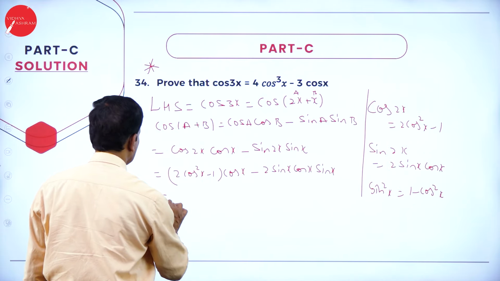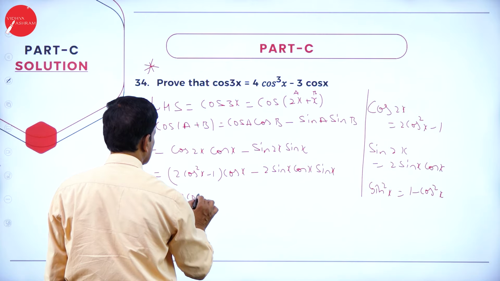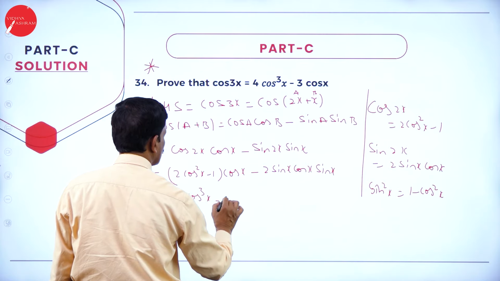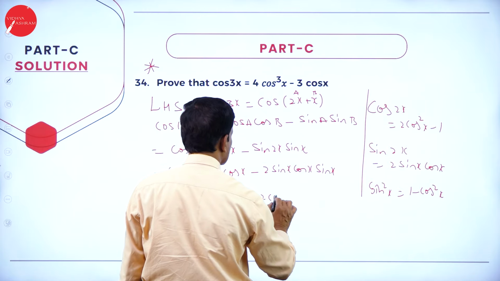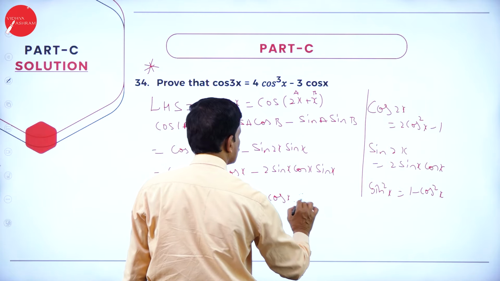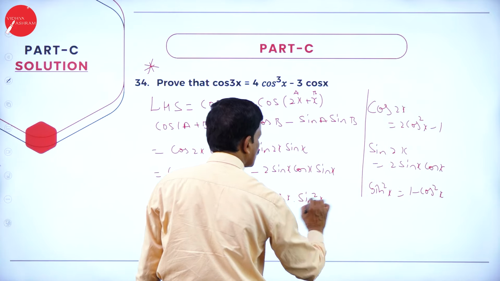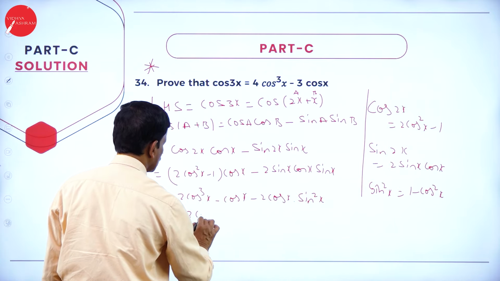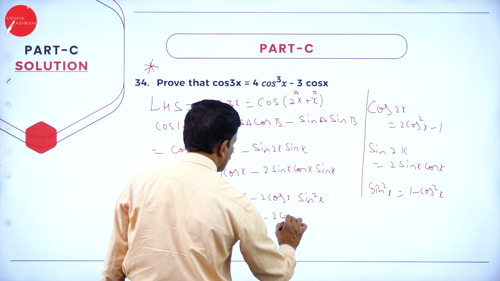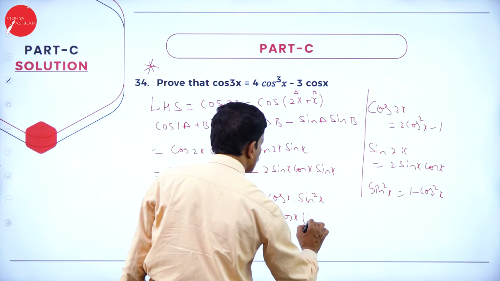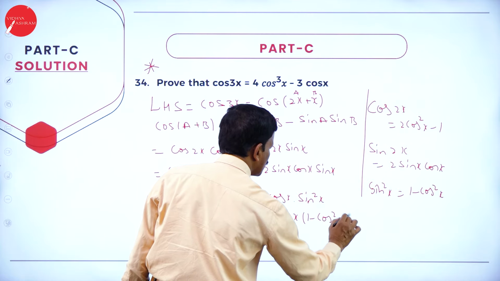Now, just multiply. 2 cos square x into cos x is 2 cos cube x, minus 1 into cos x is cos x, minus 2 times cos x as it is. This sin into sin is sin square x. So, convert this sin square to cos. That's it. 2 cos cube x minus cos x minus 2 cos x into sin square, which is 1 minus cos square x. Now, multiply it.